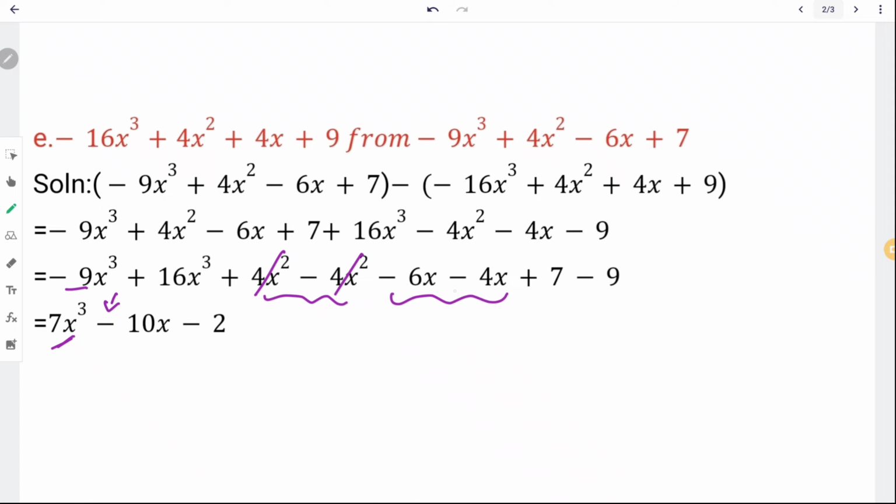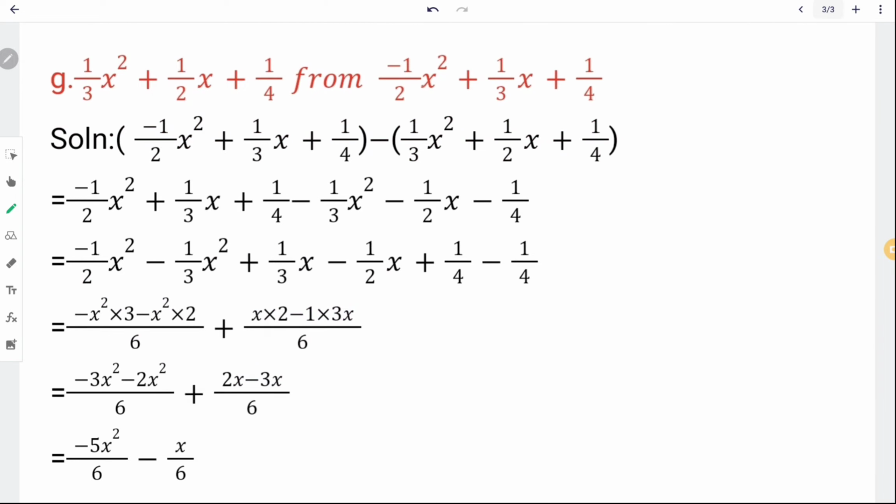So 6 minus 6 minus 4, we're going to get minus 10x. Now let's look at the last term, 7 minus 9. You can see that minus is greater, right? So 7 minus 9, we're going to get minus 2.